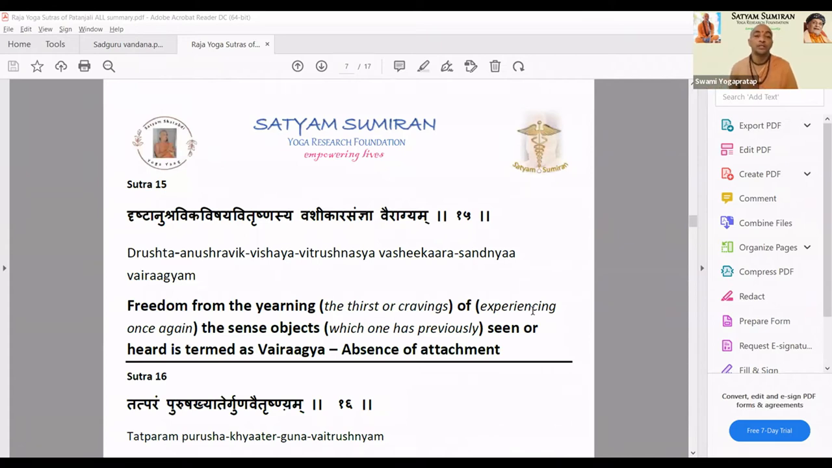So now what is vairagya? Vairagya generally is a scary word, but he has explained it very beautifully. Drushtanushravika vishaya vitrushnasya vashikara sanjna vairagyam. Freedom from the yearning, the thirst or cravings for experiencing once again the sense objects which have been experienced previously is known as vairagyam, absence of attachment.